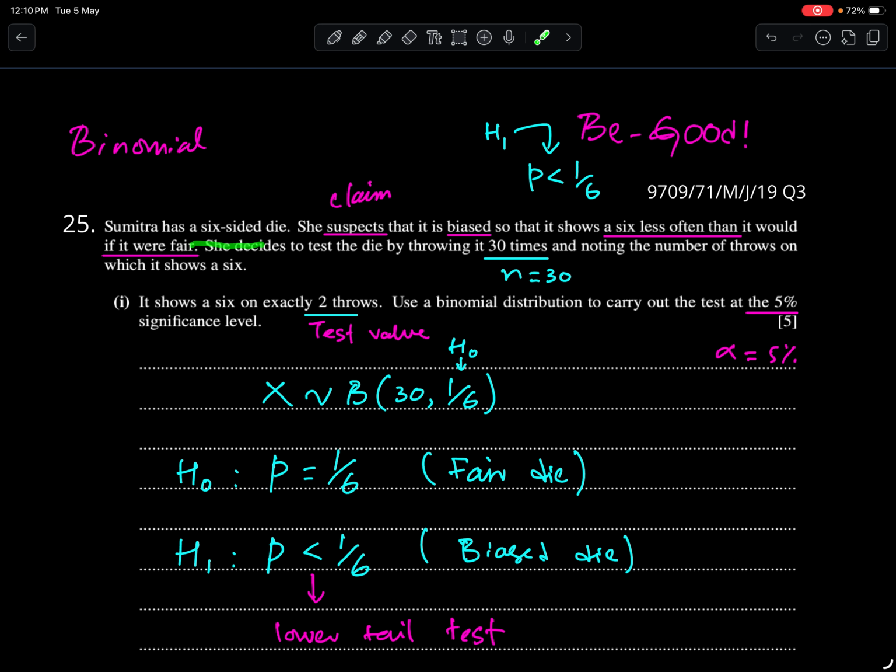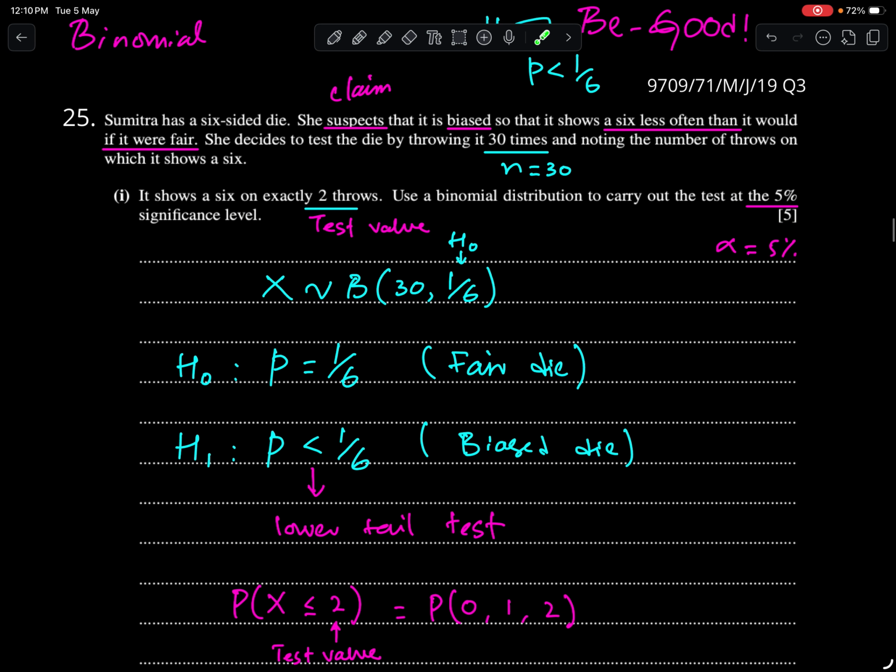Sumitra has a 6-sided die. She suspects that it is biased so that it shows a 6 less often. Less often means less than. She decides to test the die by throwing it 30 times. This is n of binomial. It shows a 6 on exactly 2 throws. This is the test value. Carry out the test at 5%.